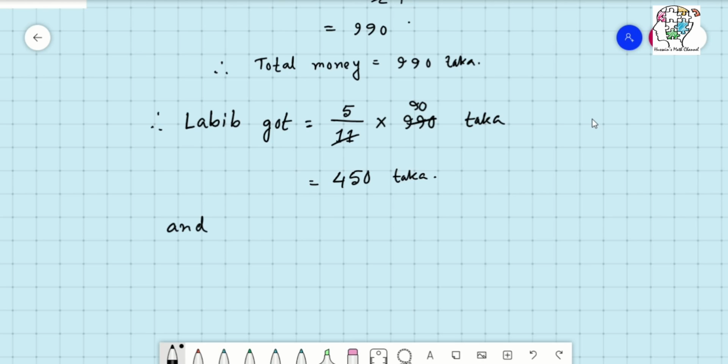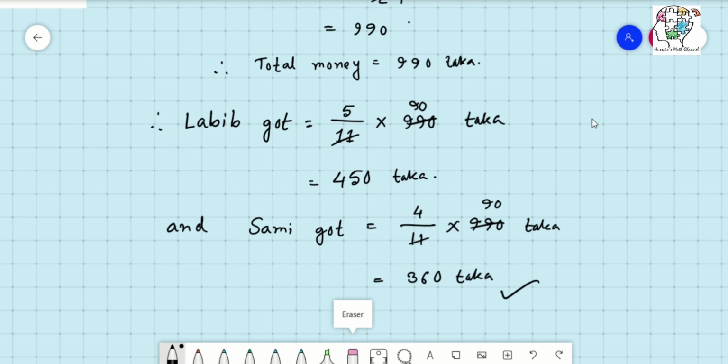And also Sami got, that means Sami's amount of money should be 4 divided by 11 times 990 taka, or equal to 11 times 9 is 90, so 90 times 4 is 360. Now you see, this is the answer of Labib's money and Sami's money.